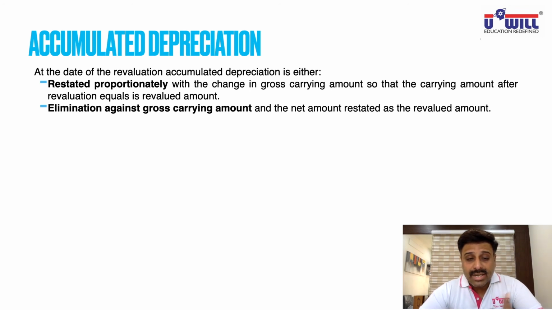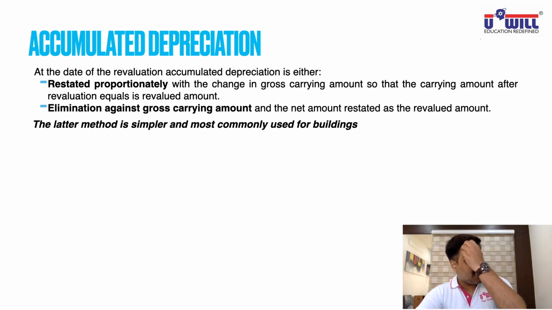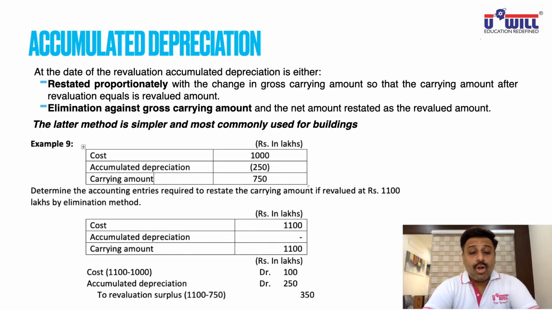The second one, elimination against gross carrying amount, we understand first. The latter method, that is elimination against gross carrying amount or cost, is simpler and most commonly used for buildings. This can be asked in an MCQ, mark it important. The elimination method is simpler and most commonly used for buildings. See this example. Cost is 1000, accumulated depreciation is 250 and book value is 750. Determine the accounting entries required to restate the carrying amount if revalued at rupees 1100 lakhs, by the elimination method. Now what is this elimination method? Look at it once again at the top.